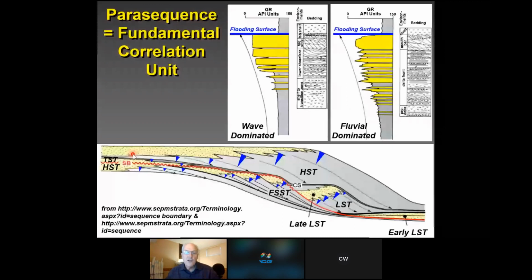Those systems tracts, in turn, are made up of parasequences. That's essentially the fundamental correlation unit. I show two examples here, a wave-dominated parasequence and a fluvial-dominated parasequence with those chronostratigraphic flooding surfaces capping each. And then down here in the little blue triangles, I show a succession of parasequences in the highstand systems tract, the falling stage systems tract. You cross the sequence boundary into the lowstand systems tract, then to the transgressive systems tract, back to the next highstand systems tract. So there's sequence stratigraphy 101.